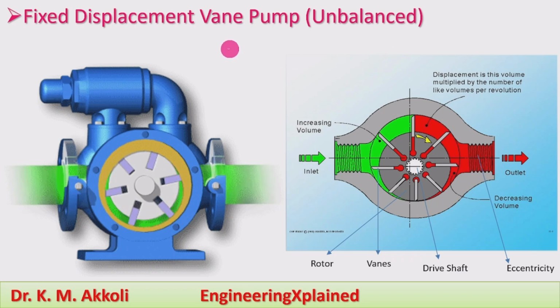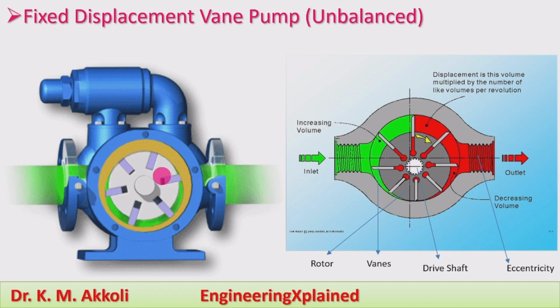Here fixed displacement means it will be supplying a fixed flow rate, and unbalanced means the inside rotor and the cam ring of the pump have different axes. There is an eccentricity between the axes of these two, and due to that an unbalanced force is acting on the pump, and that is called an unbalanced pump. As we are using vanes, it's called an unbalanced vane pump.